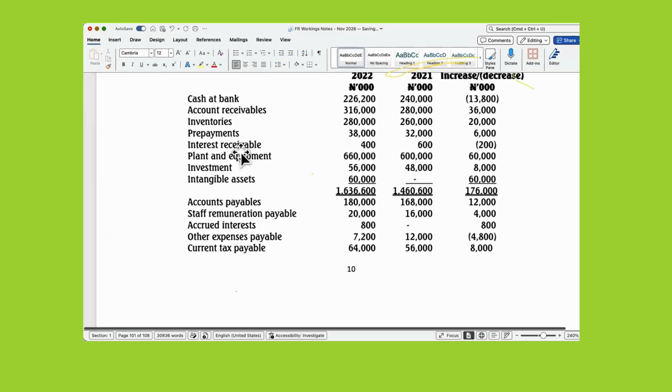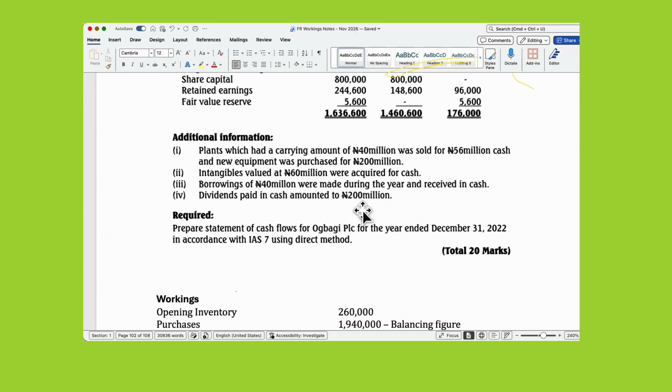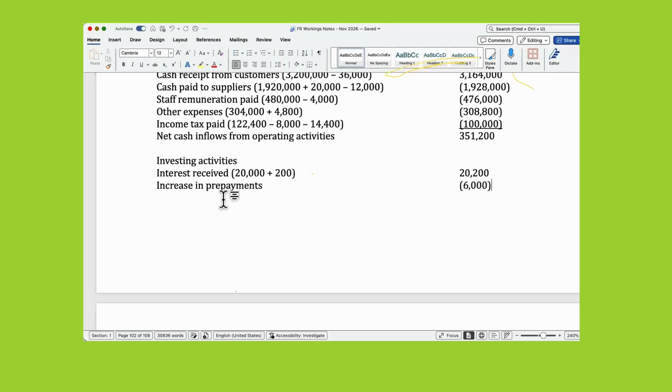The next item is interest receivable. I already dealt with this. The next item is plant and equipment. It increased by 60,000. But the examiner already gave me the note on plants. They have given me the movement, everything that I need to know, so I don't need to do any stress. They told me that they sold plant for 56 million. So I'll have sales proceeds on plants of 56 million. That's an inflow.